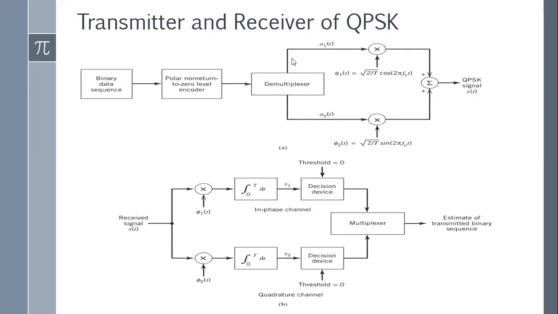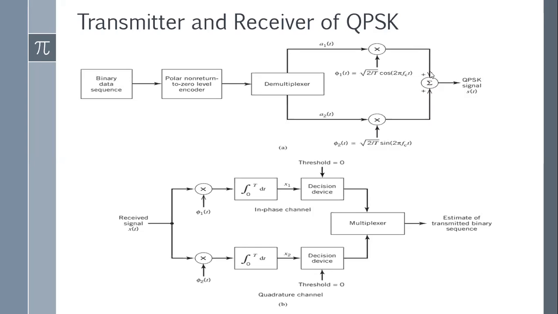It is sending odd bits in this part and the even bits in this part. So a1(t) represents your odd bits, a2(t) represents your even bits. I'm multiplying a1(t) with phi1(t) and a2(t) with basis function phi2(t). So the output here is a signal modulated with basis function phi 2, and the output from the other branch is the signal modulated by basis function phi 1.